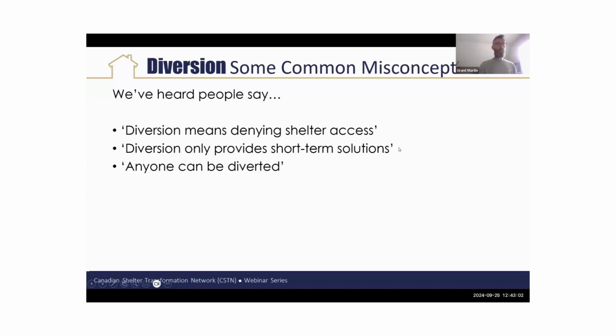Another thing that we've heard from people is anyone can be diverted. It's assumed by some that all individuals seeking shelter can be diverted, when the reality is that diversion is not suitable for everyone. It's most effective for those with some level of existing support network, or for those for whom a small amount of assistance can prevent their homelessness. People with severe needs or without any safe alternatives may still need shelter.